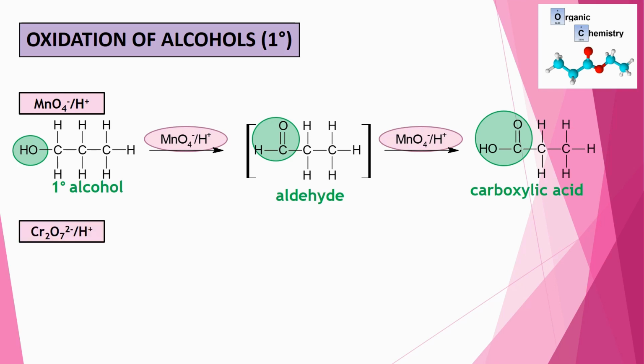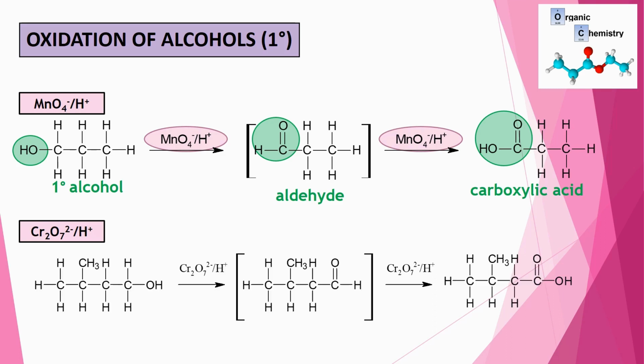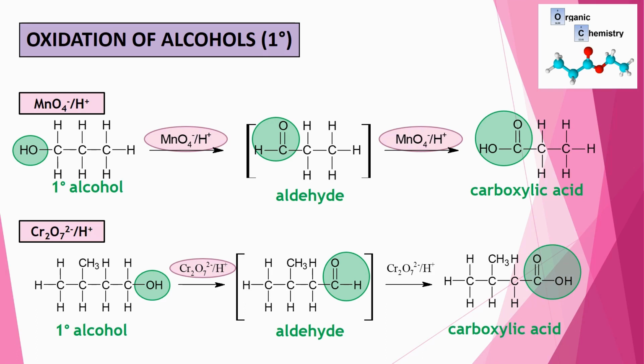We can also carry out this reaction with acidified dichromate, or acidified potassium dichromate. We would take a primary alcohol again, add the reagent, acidified dichromate, and again we get this aldehyde intermediate, and that would further go on and react to produce the carboxylic acid.